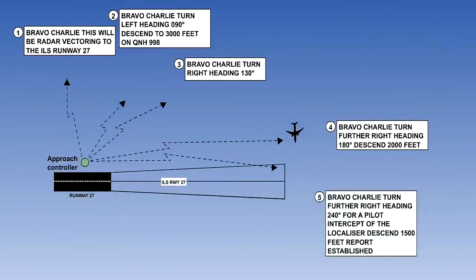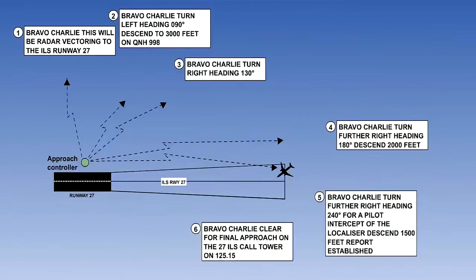Bravo Charlie, turn further right, heading 240 degrees for a pilot intercept of the 27 localizer. Descend to 1500 feet QFE and report localizer established. Bravo Charlie, localizer established. Bravo Charlie, clear for final approach on the 27 ILS, call tower on 1 to 5.15.